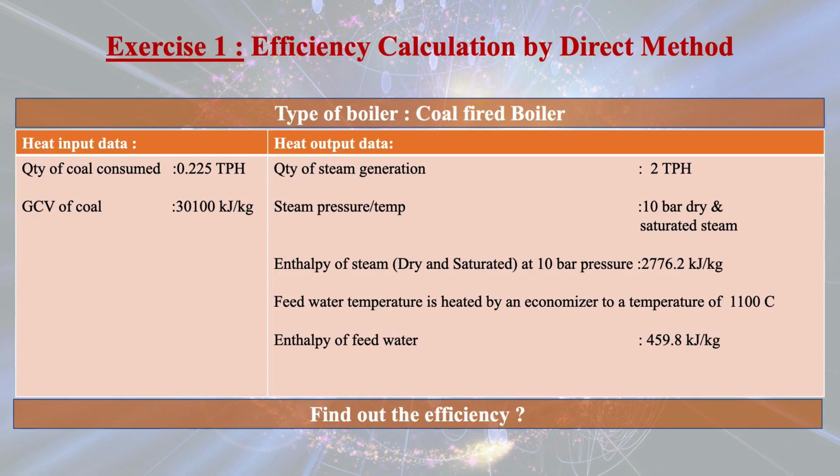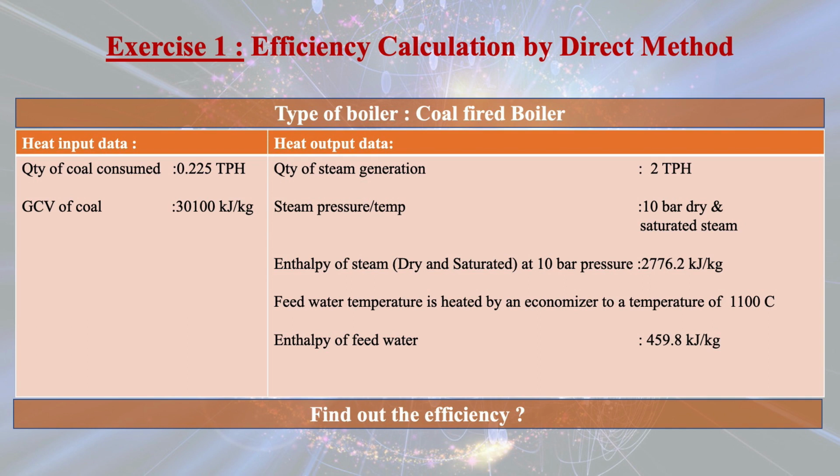Now let us take a very interesting numerical. How to calculate the efficiency of a boiler? This data is given for a boiler. We have to calculate the efficiency of the boiler. The type of the boiler is a coal-fired boiler. Heat input data: quantity of coal consumed is 0.225 TPH, that is ton per hour.